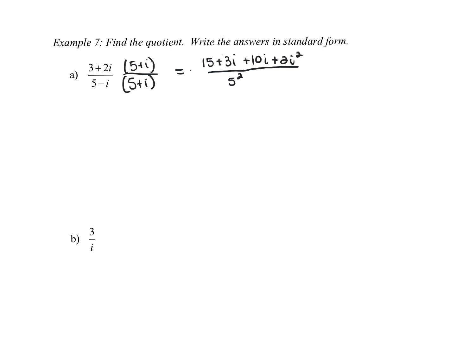minus i squared. And then it's going to become a plus because that i squared is going to be negative, so I'll take care of that in a second. On top, this 2i squared is really a minus 2. So on top, 15 minus 2 is going to be a 13. Plus 3i plus 10i is 13i. On the bottom, this becomes a plus 1, so I have over 26.